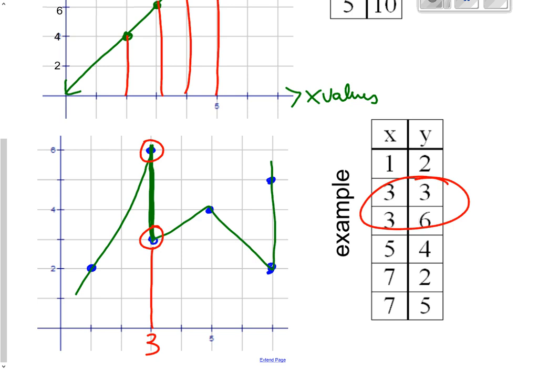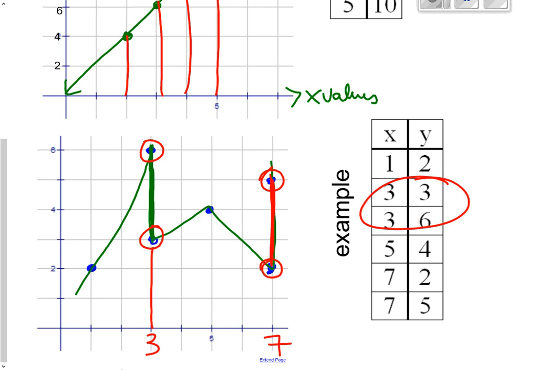Same thing if we go over here to the 7, x equals 7. It has an output right here at 2, and then it has another one right here at 5. And you can see this vertical line. So this is what we'll be looking for with graphs, is if we have anywhere on the graph where we could draw a line that would cut it in more than one spot, then it cannot be a function.